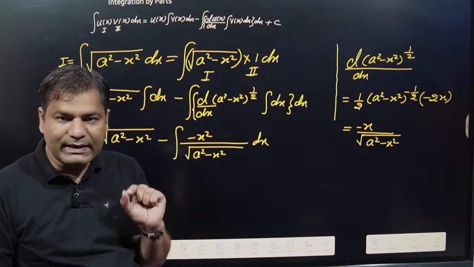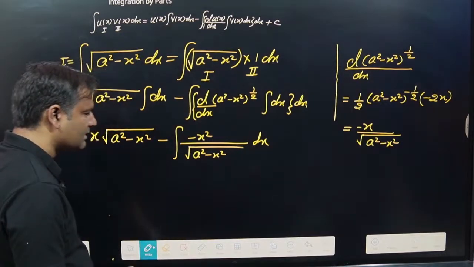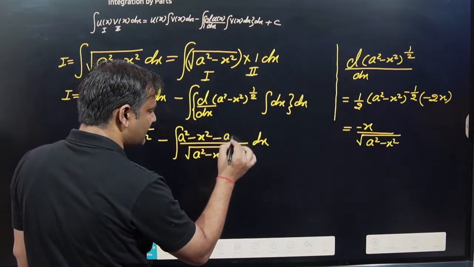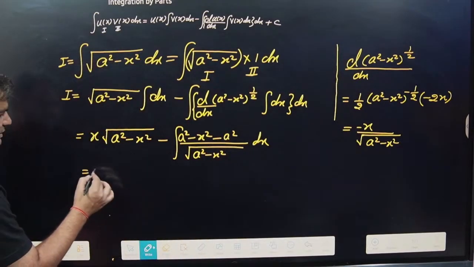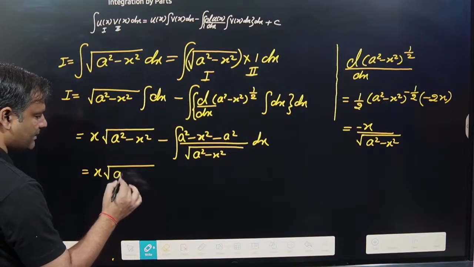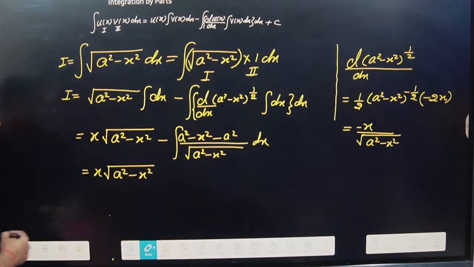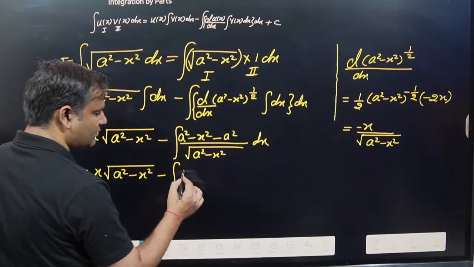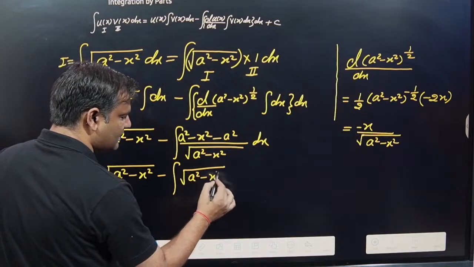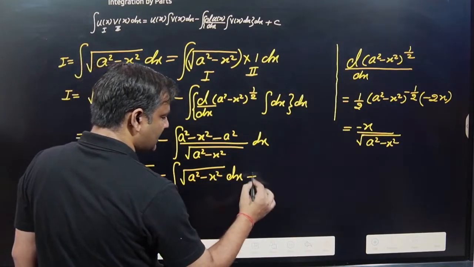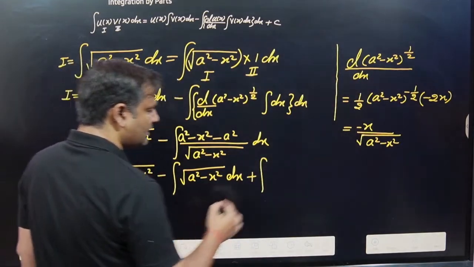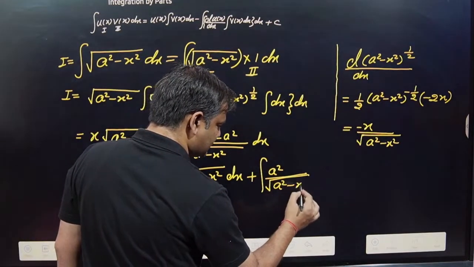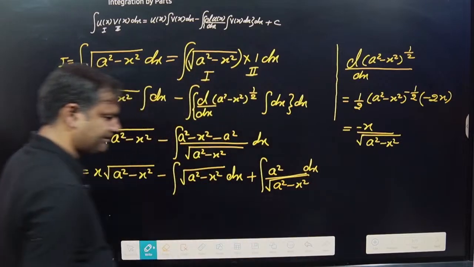Simply add a square and subtract a square. So if we add a square and subtract a square here, then we got x into under root a square minus x square, here minus, what about that value, the integral of under root a square minus x square dx, and here minus minus plus a square upon under root a square minus x square dx. Clear?